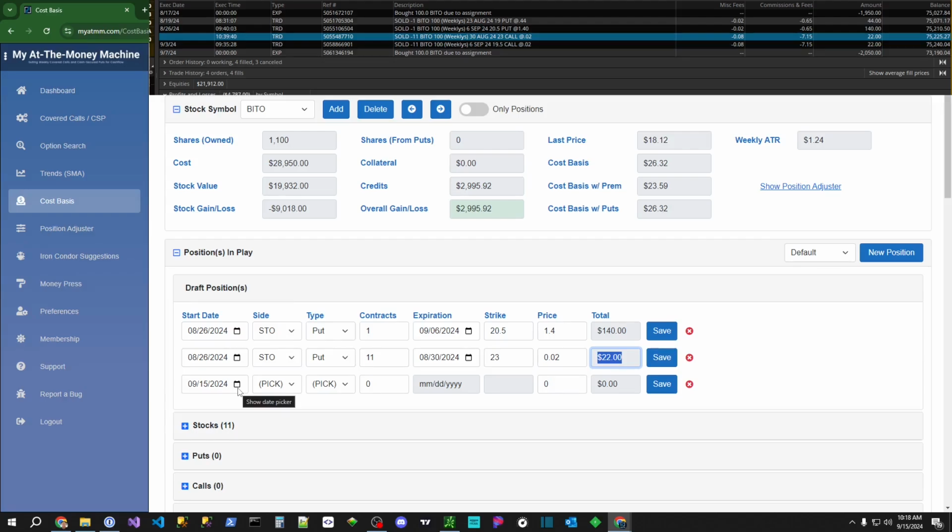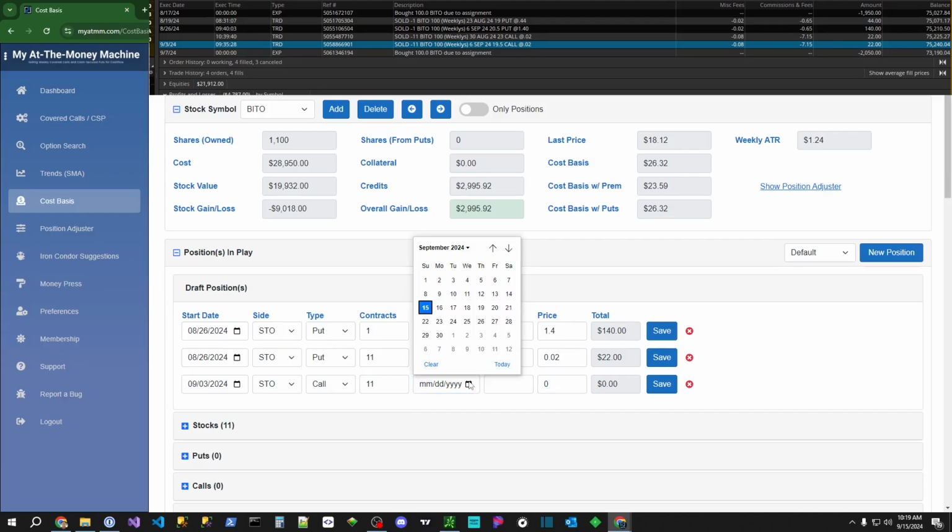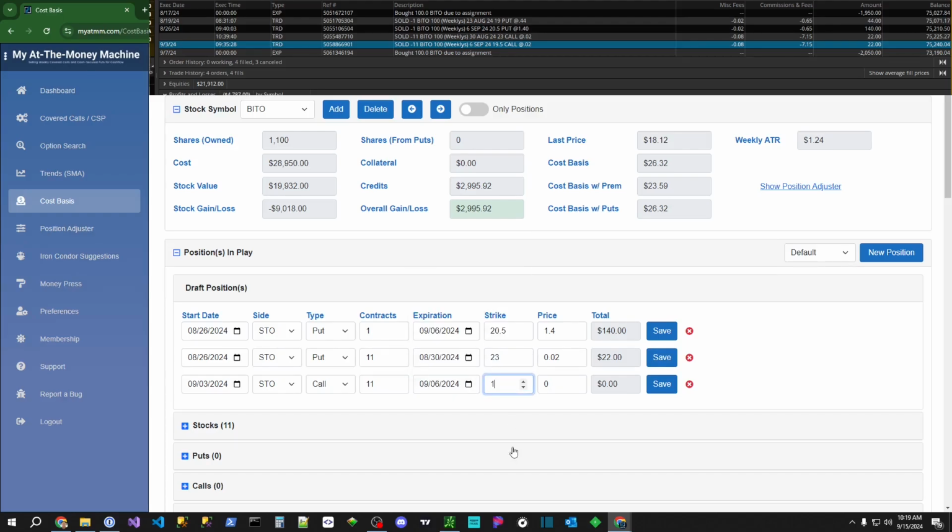The third one happened on September 3rd. It was a sell to open. And it was also a call. And we did, oh, wait a second. I think I'm getting it helps if you highlight the row. Keep better track of it. So it was also a call. It was 11 contracts. Expiration on that was September 6th. The strike was 19.50 on that one. We also received 2 cents for that one.